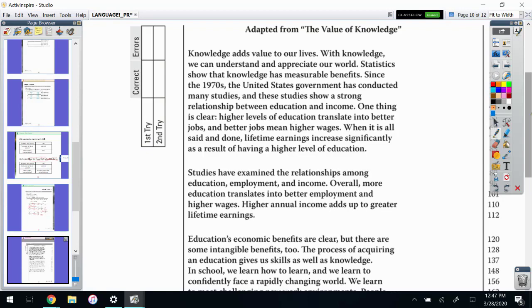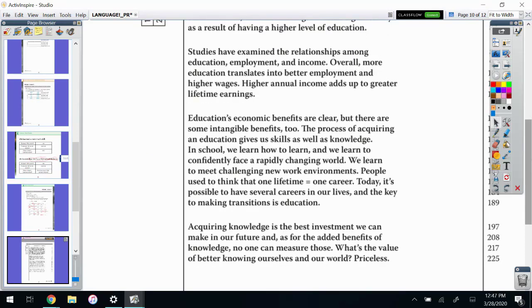And better jobs mean higher wages. When it is all said and done, lifetime earnings increase significantly as a result of having a higher level of education. Studies have examined the relationships among education, employment, and income. Overall, more education translates into better employment and higher wages. Higher annual income adds up to greater lifetime earnings.